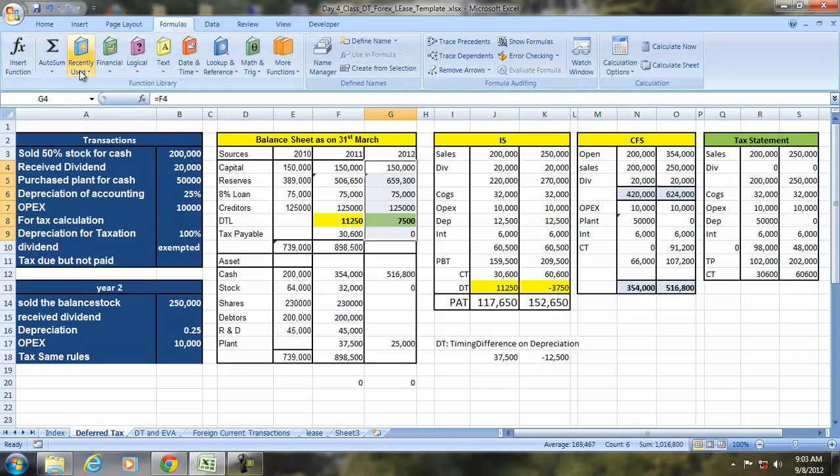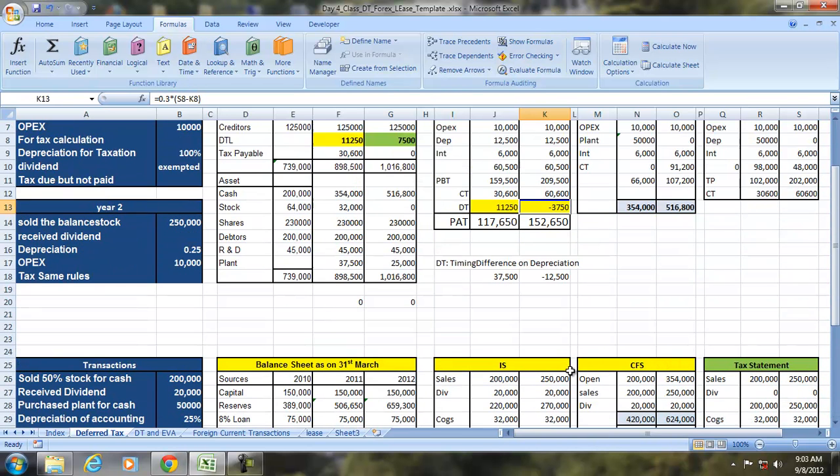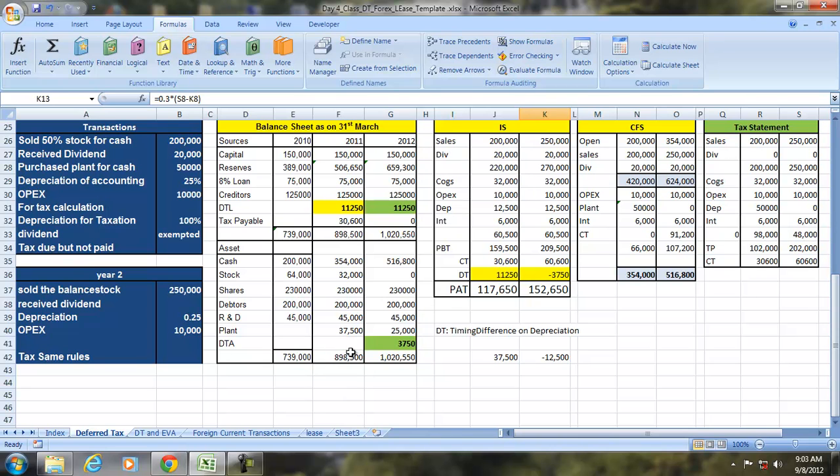The total of the sources side is 1,016.8. No change in the shares, no change in the debtors, no change in the R&D. We've been consistently assuming that R&D is not amortized and also not impaired. So the value of the assets is equal to the value of the sources. But the focus was on the deferred tax, and the deferred tax in this case is a negative deferred tax. So this negative deferred tax can also be shown in the balance sheet as a deferred tax asset. Instead of showing a deferred tax liability reduction, we can show the deferred tax asset as 3,750 on the asset side.